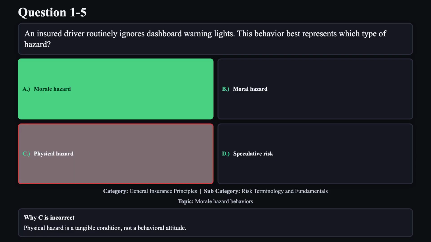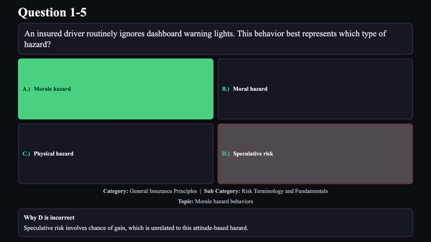Reason C is not correct. Physical hazard is a tangible condition, not a behavioral attitude. Reason D is not correct. Speculative risk involves chance of gain, which is unrelated to this attitude-based hazard.